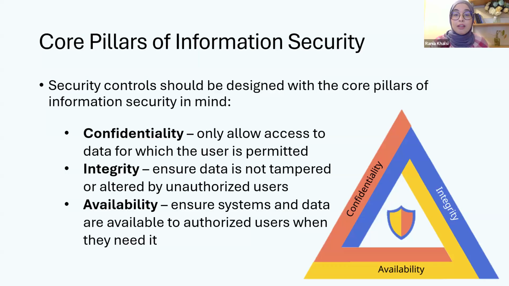The second pillar is integrity. Integrity ensures that data is not tampered with, meaning it is not altered or modified by unauthorized users. When integrity is compromised, the data may still be accessible, but it can no longer be trusted.